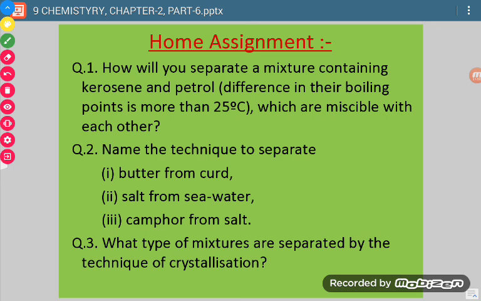Now, on the basis of whatever we have studied, you have to solve these home assignments. Thank you.